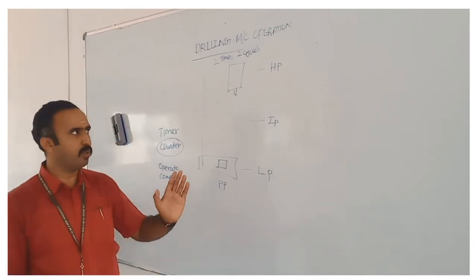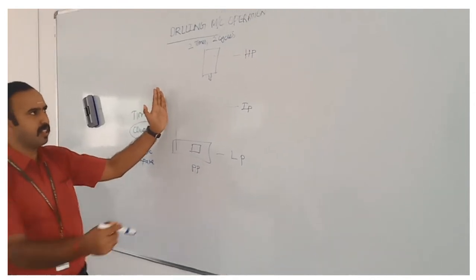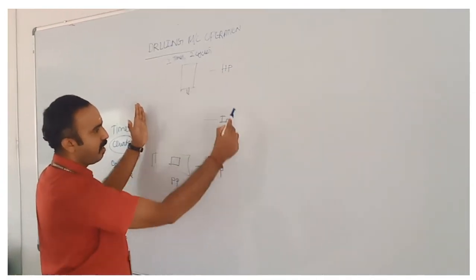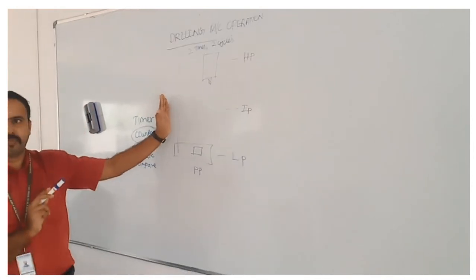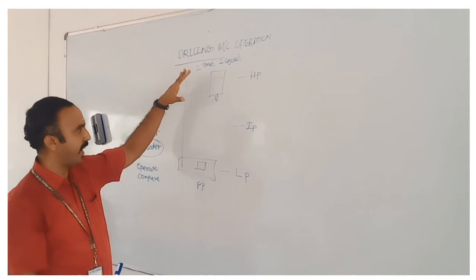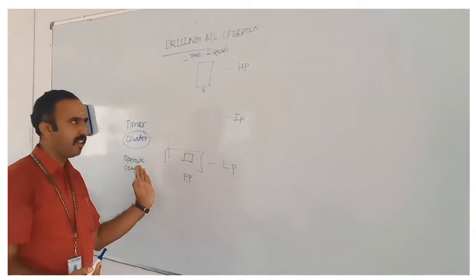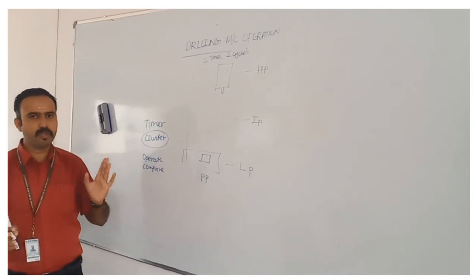So how are we going to do it? We know already, this is the drilling machine. We have 4 sensors: the high position sensor, intermediate position sensor, low position sensor and workpiece position sensor. And we have 3 outputs: cylinder extend, cylinder return and drilling motor on. So these are the inputs and outputs.